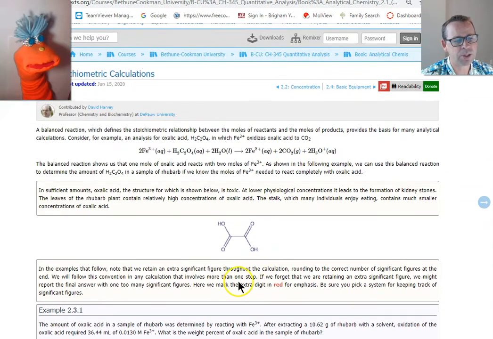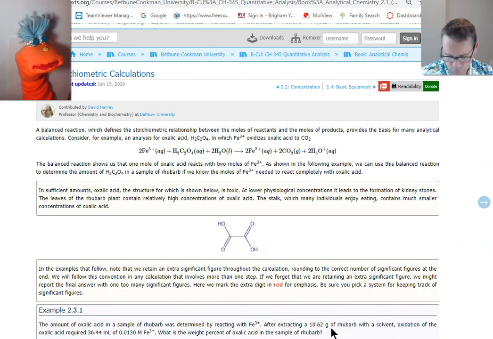To determine the amount of oxalic acid in a sample of rhubarb, we took a mass of rhubarb and dissolved it, and then used a 0.013 molar solution of iron plus 3. That's our standard. We know its concentration. Here's the volume that was required, and we want to know the weight percent. We want to know how many grams of oxalic acid there were, and then we're going to divide that by the grams of rhubarb, right?